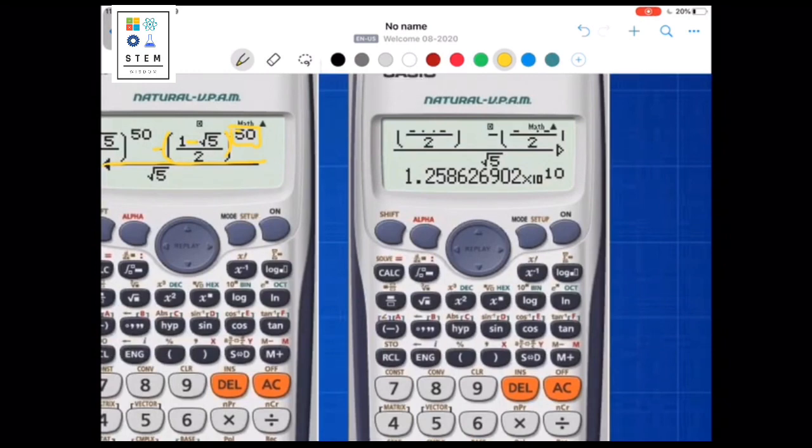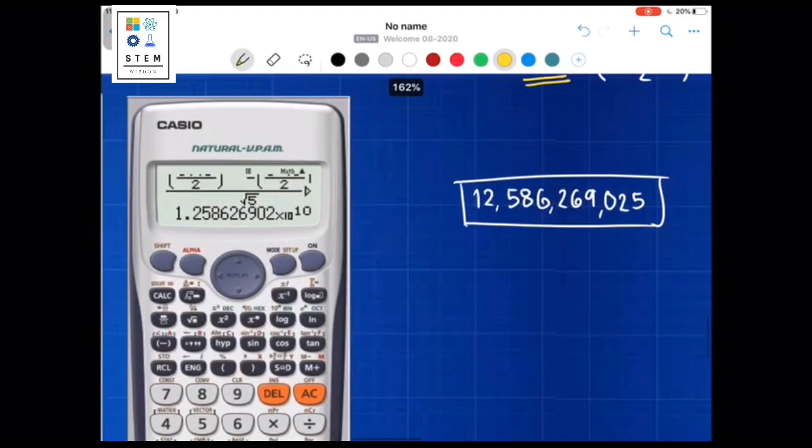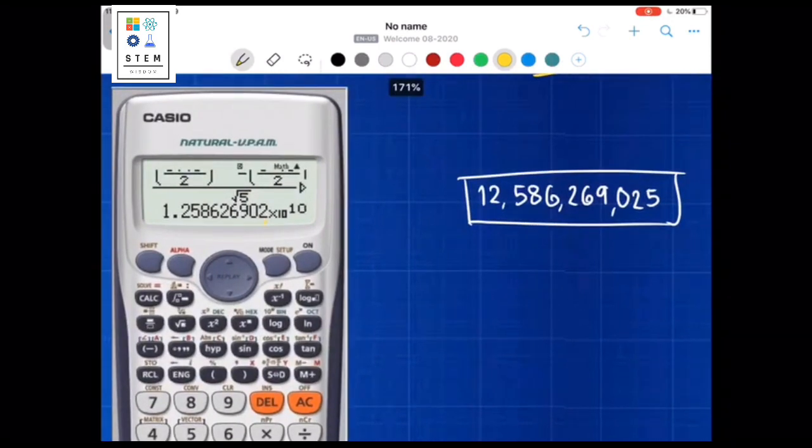1.258626902 times 10 raised to 10. So, naka-exponential form. Okay, so kaya lang hindi yan yung accurate na sagot. Ang accurate na sagot is ito. Okay? So, sa calculator kasi, hanggang dyan lang yung limit ng digits na kaya niyang i-display. Pero ito yung accurate na sagot. 12,586,269,025. Okay? So, pareho lang yan.